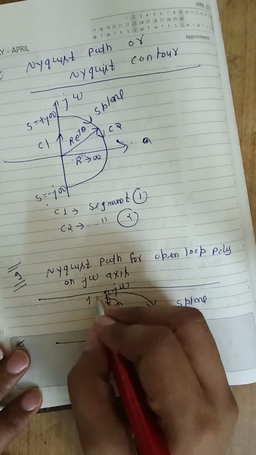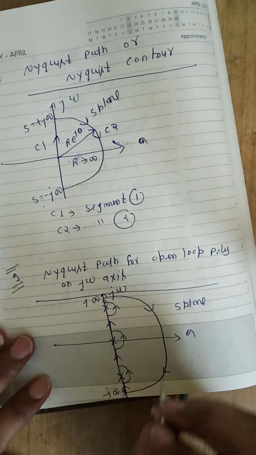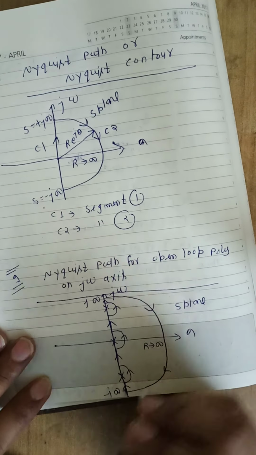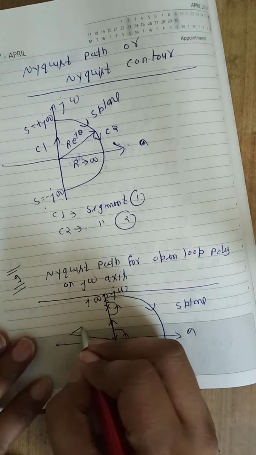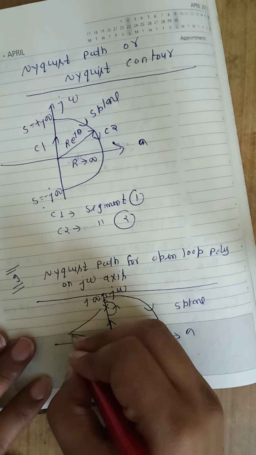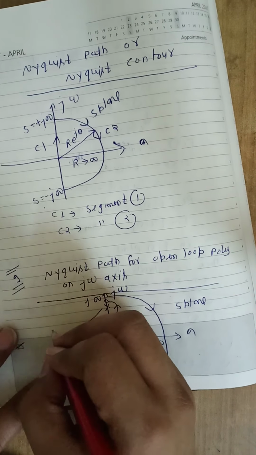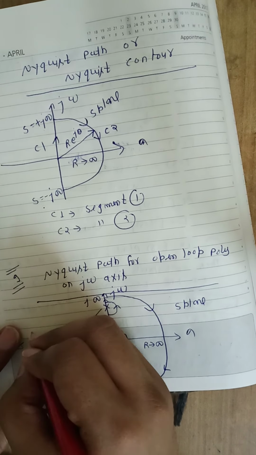So this is j infinity, this is minus j infinity, radius infinity. Here we have a pole at the origin, a pole on j omega axis, and a pole on j omega axis at s equal to minus j omega. So here we have three possible poles of f of s.